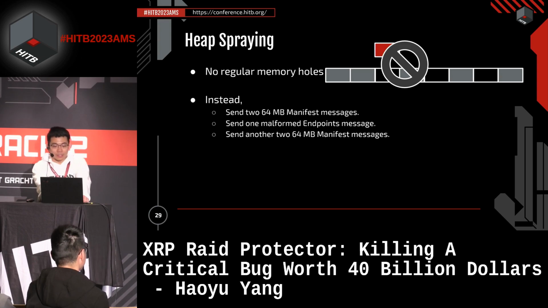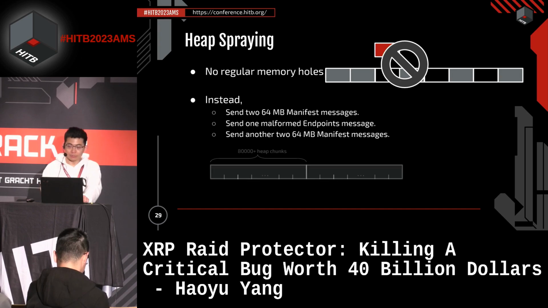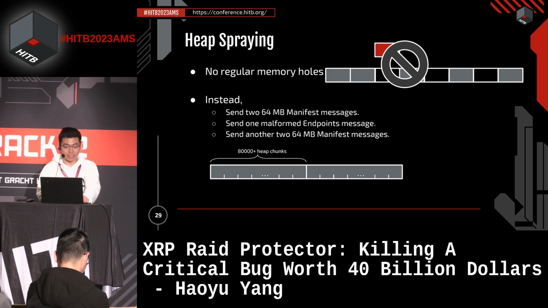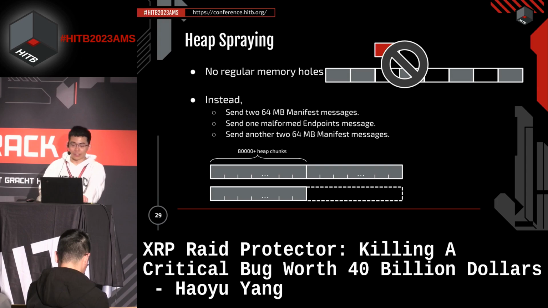At first, I will send 2 manifest messages that are about 64 MB each. The memory layout will be like this. Each message will help me allocate over 80,000 buffers. At the time when the second manifest message is going to be freed, I will send an endpoint message to allocate a buffer for the endpoint object.